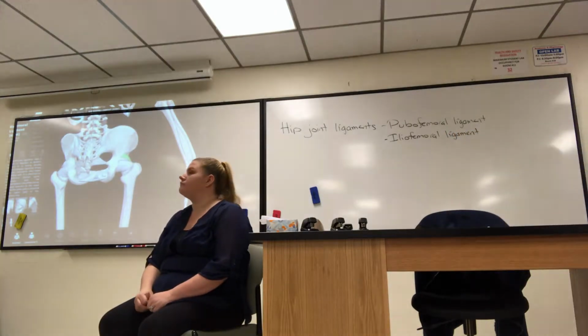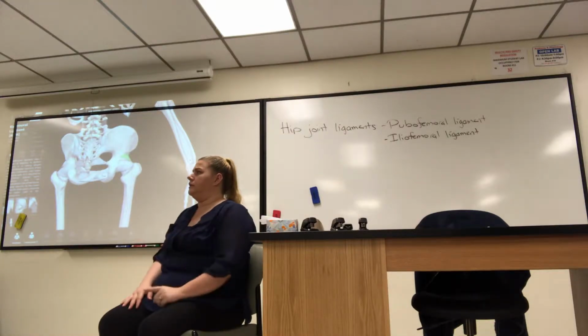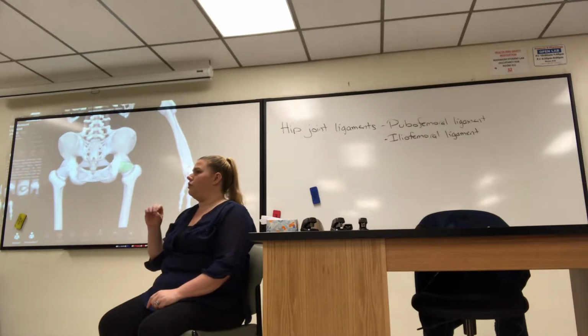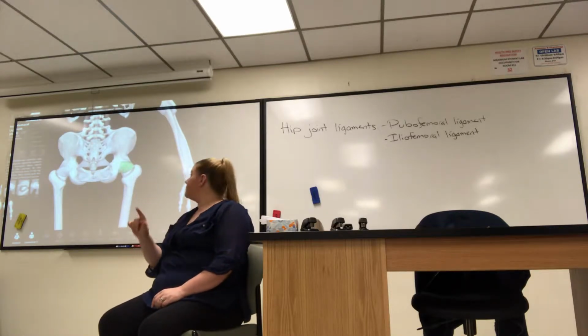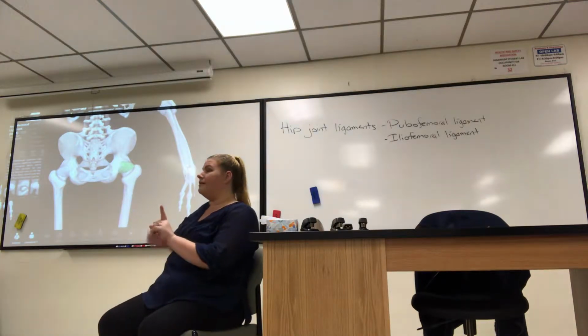And the last one posteriorly is the ischiofemoral ligament. So there it is, highlighted in green. You can see it from the posterior view. It goes from the femur to the ischium.